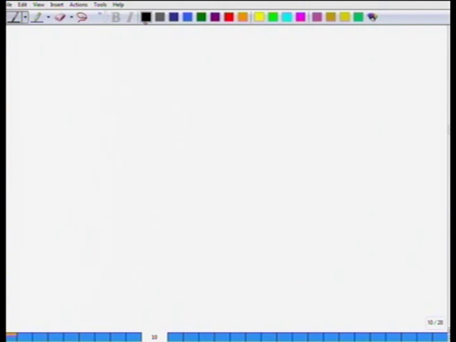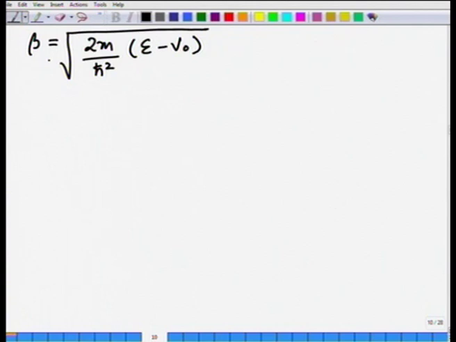Now, what is beta in this? Beta is equal to the square root of 2m by h-bar square times (energy minus V0). This is what this quantity is.